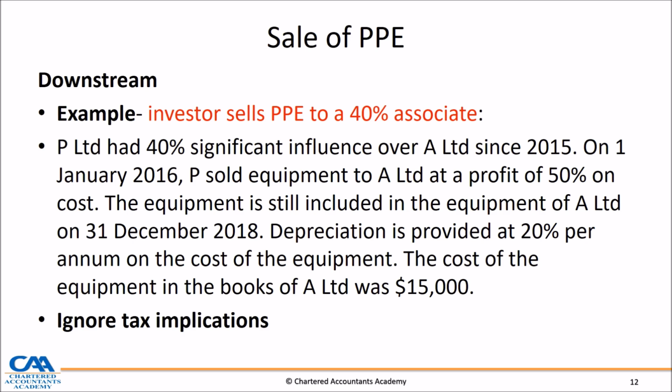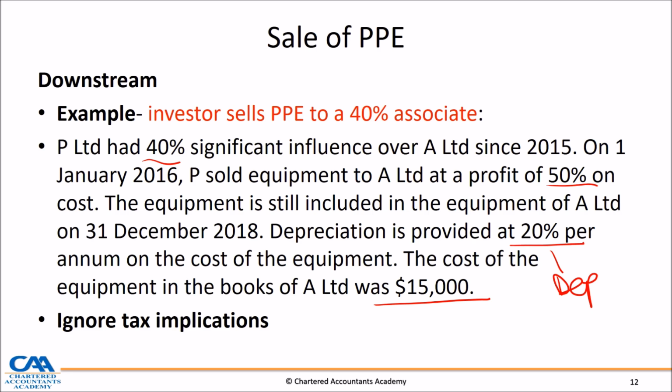Let's also look at the last example, which is what if you're not selling inventory, but you're actually selling PPE to your associate? So P Limited has an investment of 40%, which gives them significant influence. Again, it's basically the same example, 50% markup, and they sold equipment which has a value of 5,000. Sorry, I forgot another one: depreciation here is charged at 20% per annum.